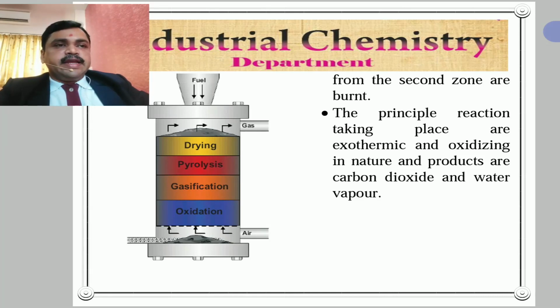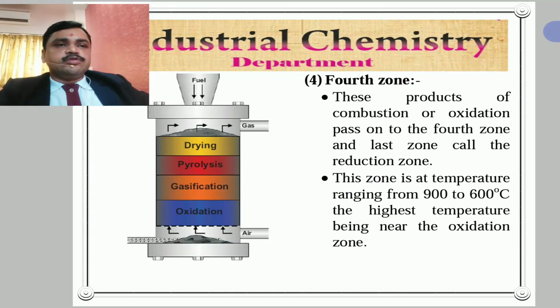The principal reactions that take place are exothermic and oxidizing in nature, and the products are carbon dioxide and vapor. So in this oxidation zone, we pass air through nozzles and oxidize the products of the second zone, that is, the pyrolysis zone.